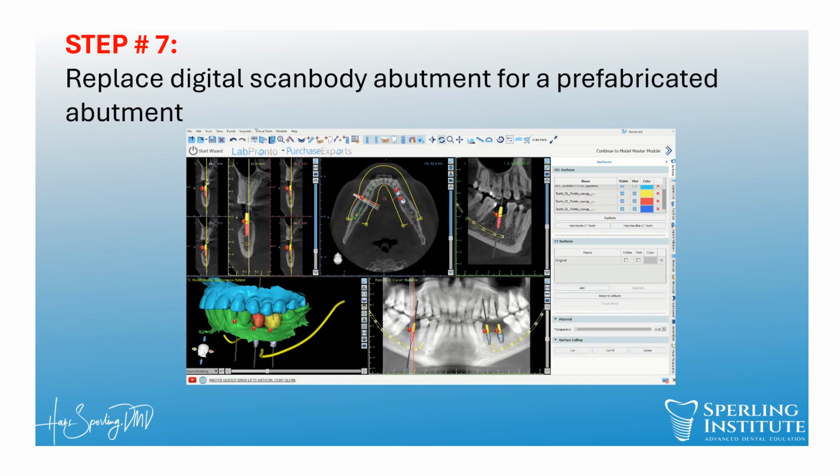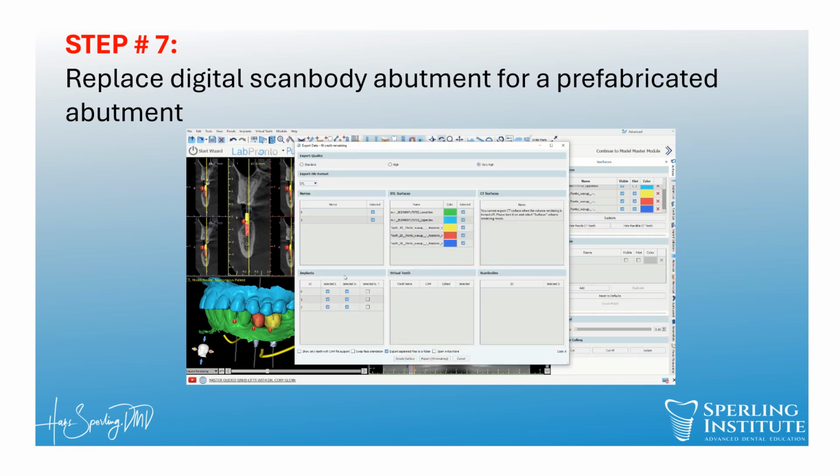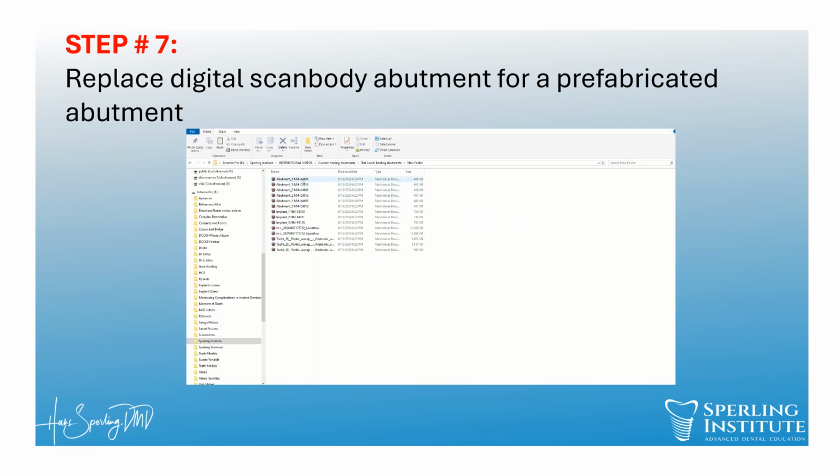All right. And now we're going to export in export data. We're only going to export our new abutments. We're not going to export anything else. In our folder, we have our implants, 1, 2, and 3. We have our upper jaw, our lower jaw, our pontics, and we have 2 abutments. One is our healing abutment, one is our actual prefab abutment, and the other one is our impression post.